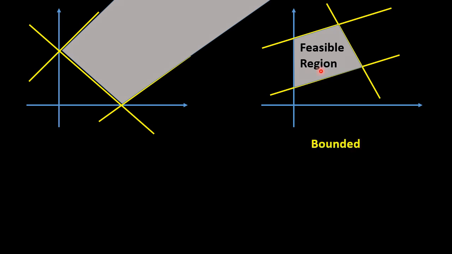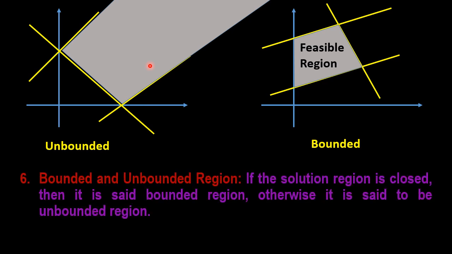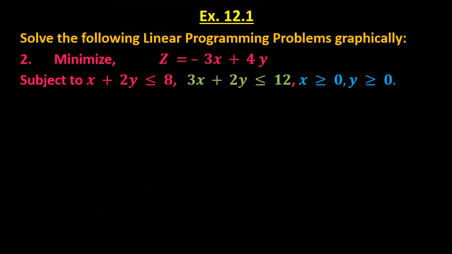So here, if the feasible region is closed, then we call it a bounded region, and if the feasible region is open at one side, then we call it an unbounded region. So we define bounded and unbounded region as: if the solution region, which means the feasible region, is closed, then it is said to be a bounded region, otherwise it is said to be an unbounded region.